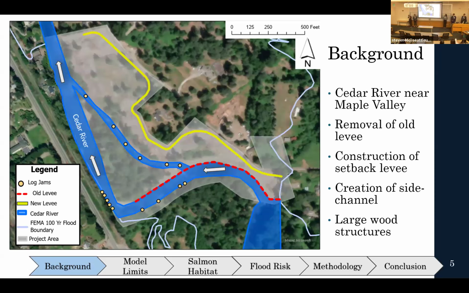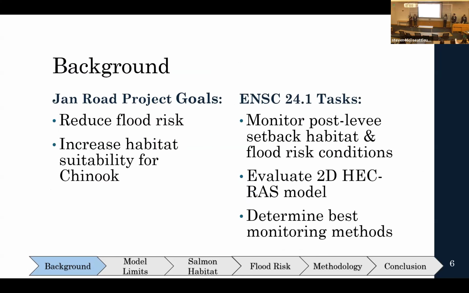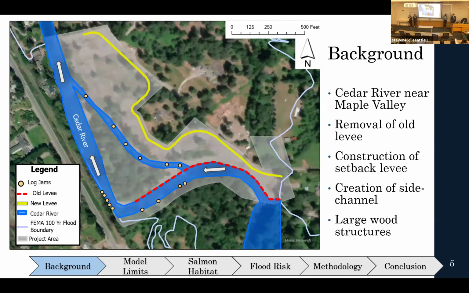So the project site seen here is south of Seattle along the Cedar River near Maple Valley. It is proximate to the Cedar River Trail 7 revetment, as well as other public infrastructure, including a road which provides the sole access to the surrounding community.